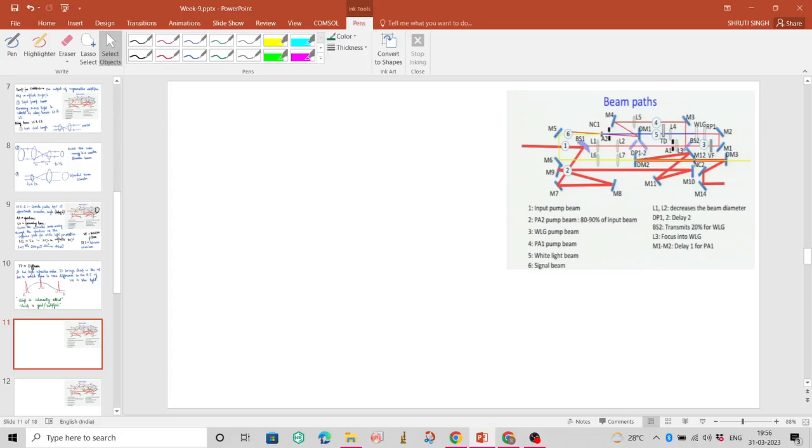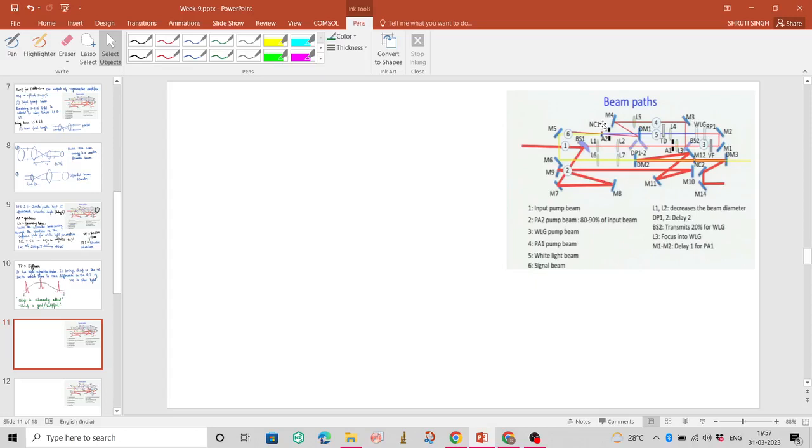So DP1 and DP2, if they are tilted, will create a delay for both the white light and the pump light. But if we want to create a delay for white light only, then we have M1 and M2. Most of the delays are created using M1 and M2 only, but for very fine tuning the delay, we use DP1 and DP2. So fine tuning the angles of these creates the finer delays.